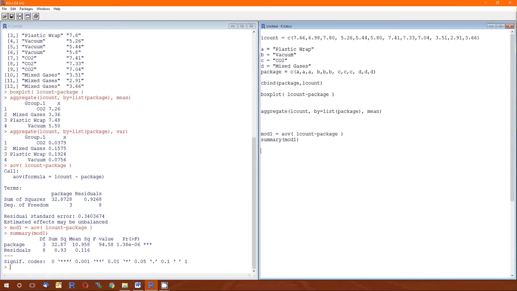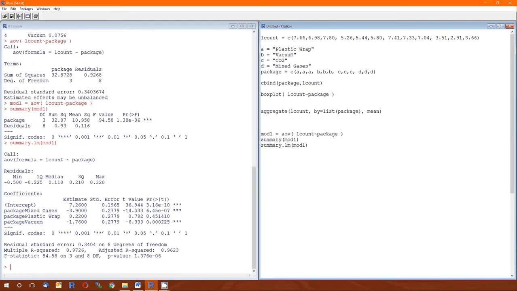I will tell you this. There's another summary function. It's summary.lm. Run summary.lm. LM stands for linear model, by the way. And you get a much more extensive table. This is, in other contexts, called the regression table.